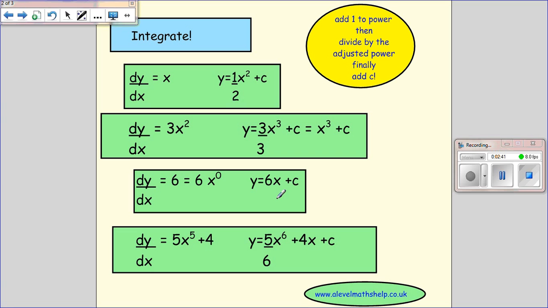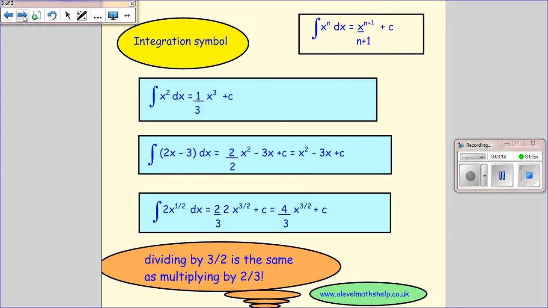Just remember it. Okay, so here we have an expression, so we've got more than one term, and we just go term by term. So we add 1 to our power, 5 plus 1 gives me 6. We divide by our 6, our adjusted power, so we get x to the 6 over 6. And then we've got a number on its own, and if we integrate it, it just becomes a number times x, it becomes 4x. And then remember the plus c, and it is really important to remember the plus c because you will lose a mark in C1 if you forget it.